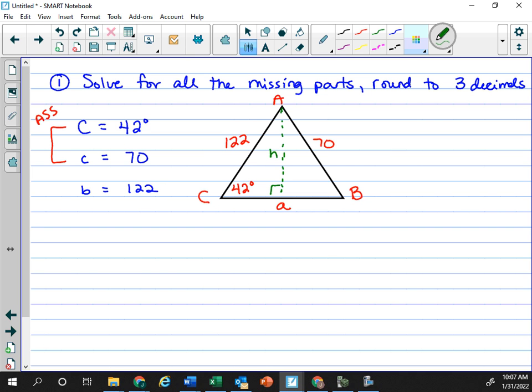Yeah. Sine of 42 equals what? Perfect. Back to SOHCAHTOA, guys. Sine of 42 equals h over 122. So go ahead and use your calculator. What do you get for the height? Make sure you're in degree mode.